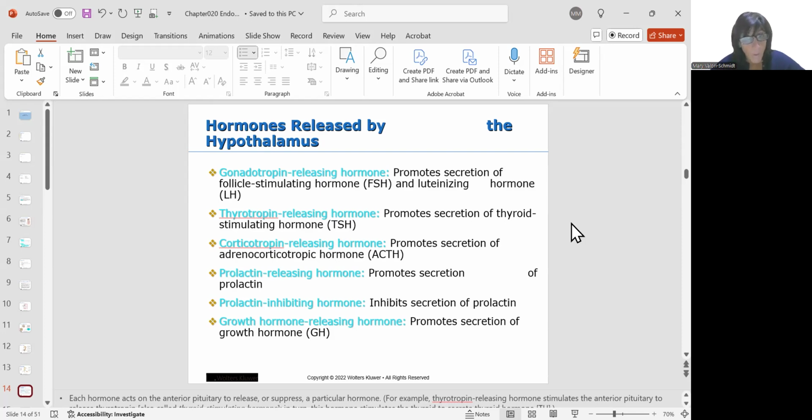Corticotropin releasing hormone promotes the secretion of ACTH, adrenocorticotropic hormone. Prolactin releasing hormone promotes the secretion of prolactin, and that has to do with lactation and milk. Prolactin inhibiting hormone stops the secretion of prolactin, and growth hormone releasing hormone promotes the secretion of growth hormone, which you have mostly when you're a child because that's what makes you grow.